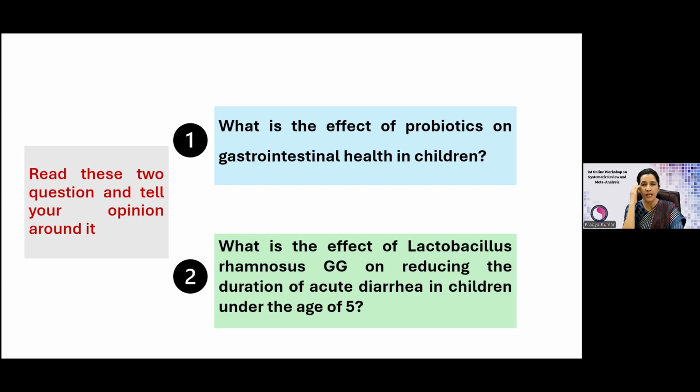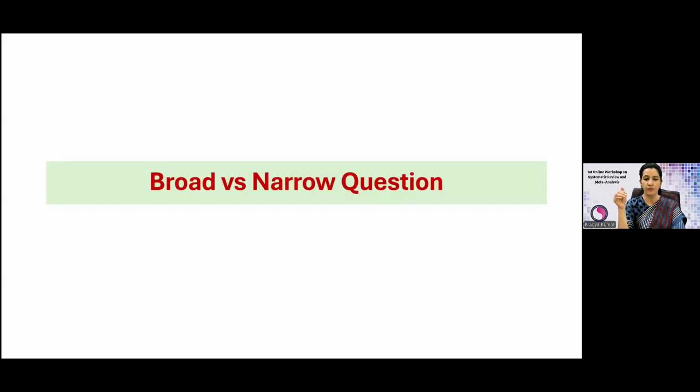So can someone tell me why you are saying it is broad and why you are saying it is narrow? In that case, you can see the person has written only probiotics and gastrointestinal health. Now the definition of gastrointestinal health is very broad. And two is very specific. I am only seeing Lactobacillus rhamnosus and I am only taking the children under 5. So we will see the advantages and disadvantages of a very broad versus a very narrow question.